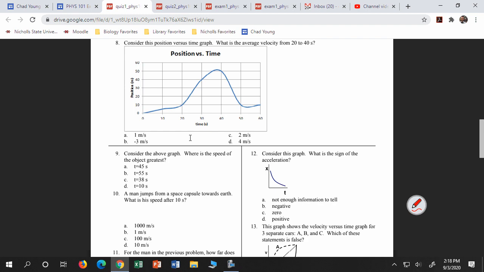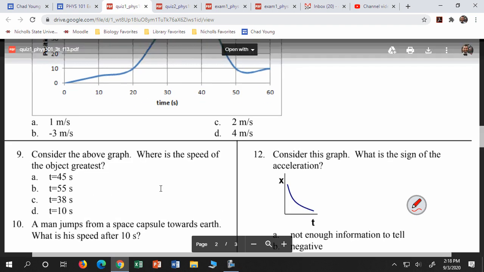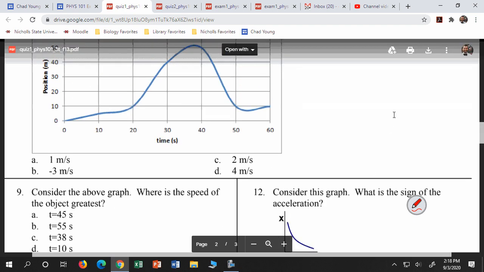Let's look at number 9. I like this one. I'm going to blow it up a little bit. I have this graph, and I ask where is the speed greatest? At 45, 55, 38, or 10? And so I'm going to look at each of those. I'm not going to calculate the speed at each of those, but I'm going to sort of look at the lines. That's at t equals 10. At t equals 38, that's right there, sort of looks like that. At t equals 55 is a line that looks like that. And t equals 45 is right there, a line that looks like that.